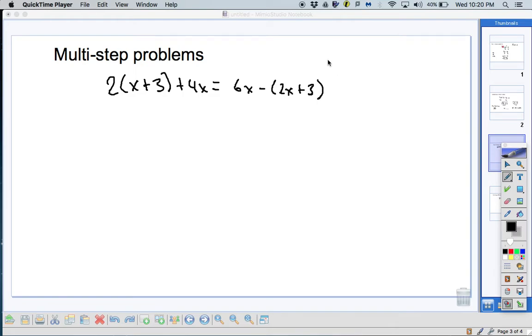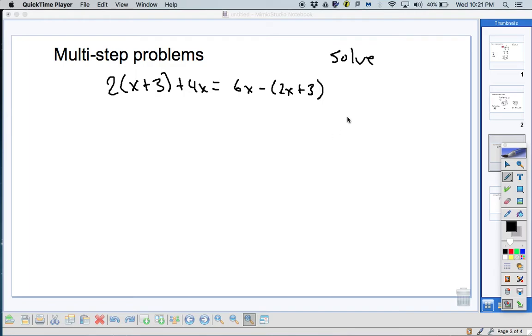Okay, today we're going to talk about solving multi-step problems. So again, our directions that you're going to see is the word solve. And you can see I've already written a multi-step problem here. It looks complex, but it's really not that much more complex than things we've already done. We're just kind of putting a lot of things together.